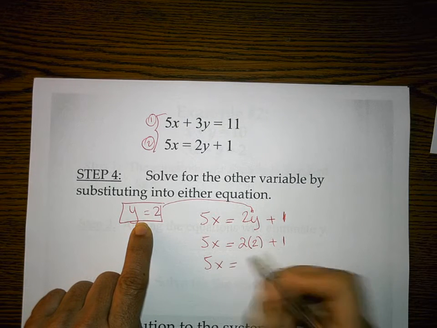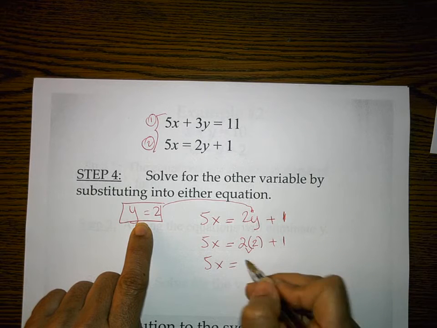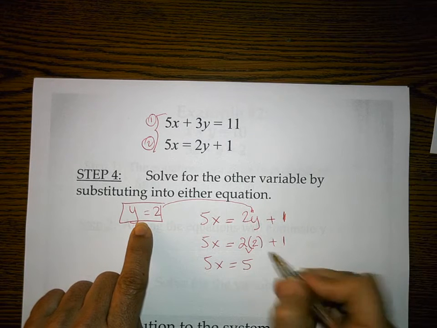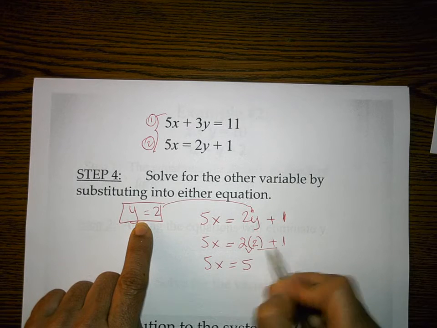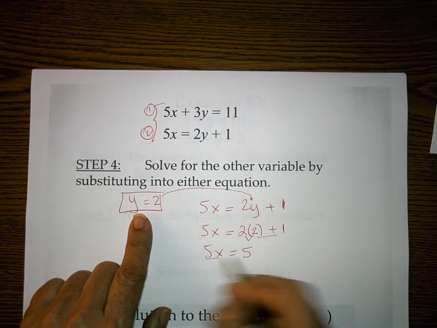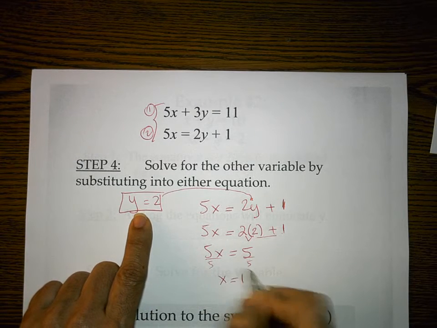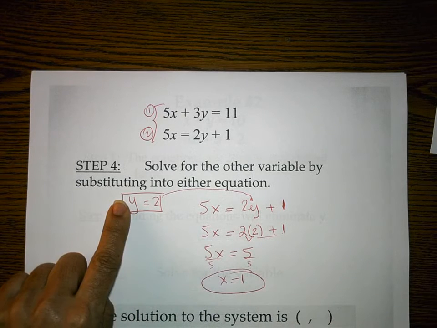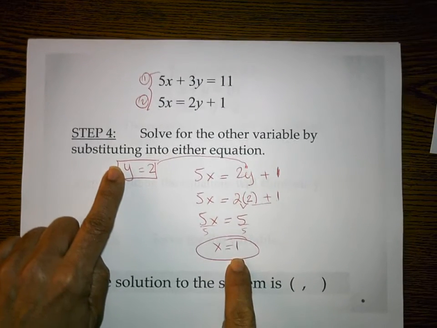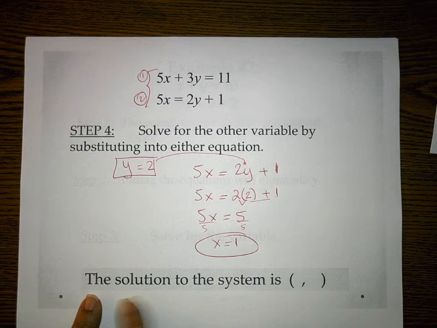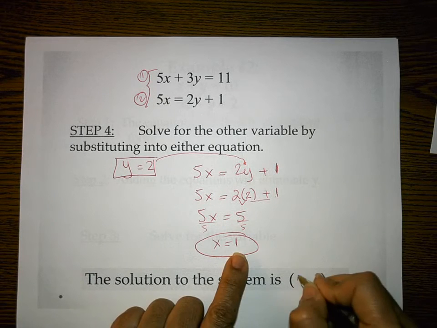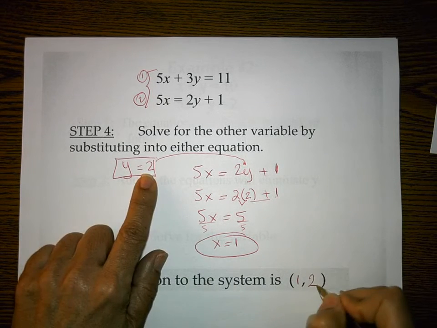5x equals 2 times 2 is 4 plus a 1 equals 5. And then when you divide by 5 on both sides, you get x equals 1. So now I know that y was 2, and I plug it in, and I got x equals 1. So the solution for the system is x equals 1, y equals 2.